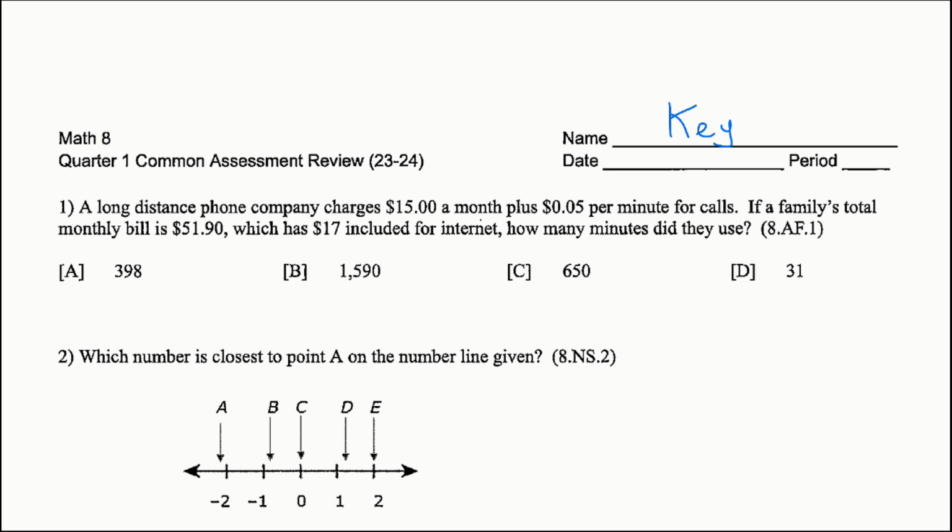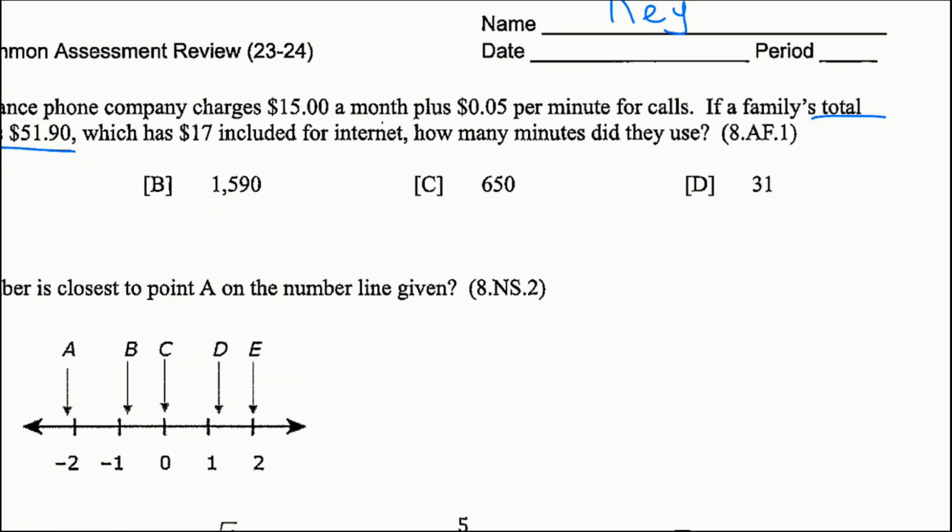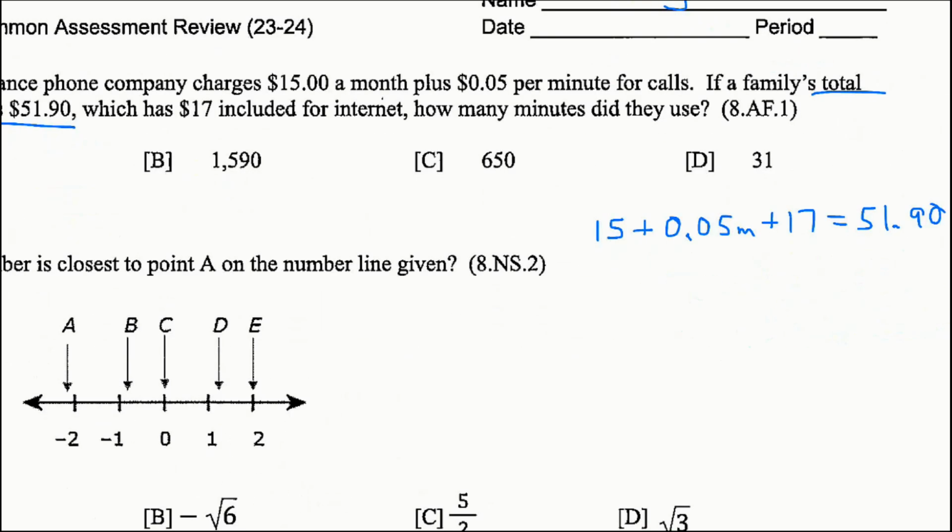Okay. Number one, a long distance phone company charges $15 a month plus 5 cents per minute for calls. If a family's total monthly bill is $51.90, which has $17 included for internet, how many minutes did they use? I'm going to do this one down here. So I've got $15 a month plus the 5 cents per minute, plus the $17 internet is going to equal $51.90.